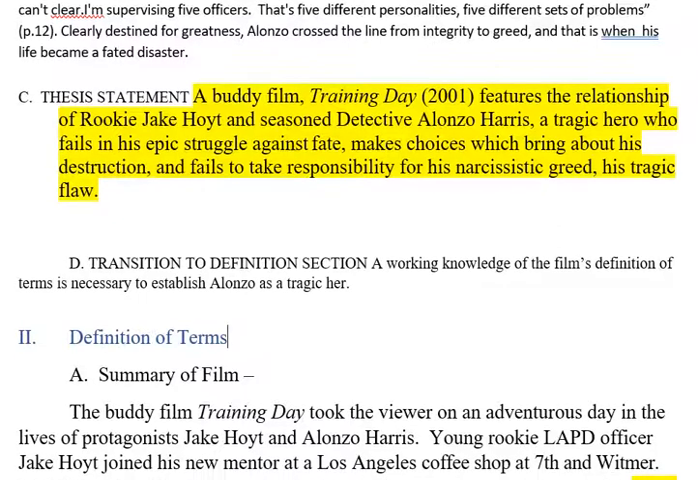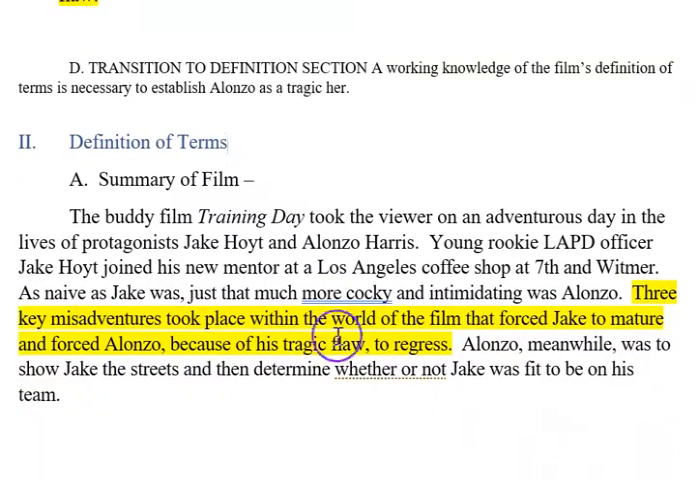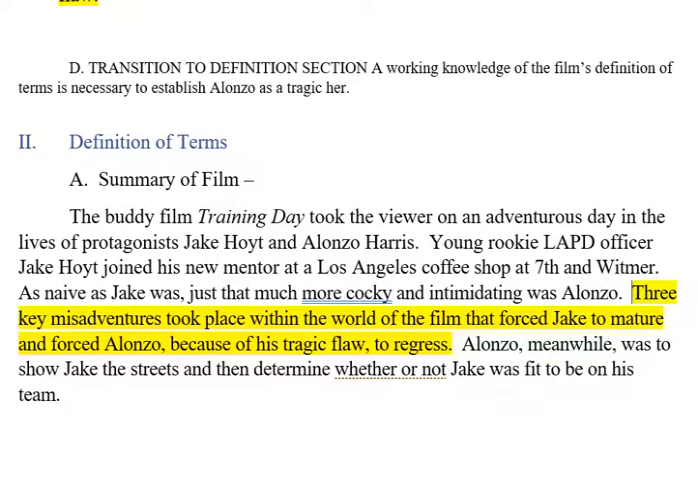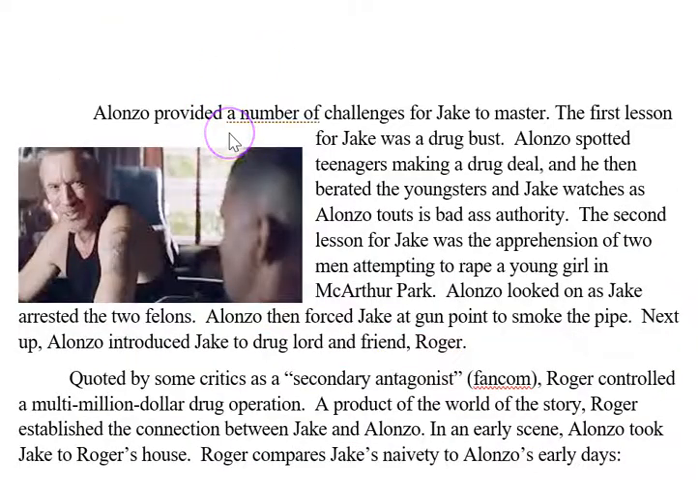The first section of definition of terms was where we need to summarize the film. So as we look through here, in this first paragraph, what's the topic sentence? That's right, this is the topic sentence. And so everything in the paragraph has something to do with what these guys are on in their adventure. Three key misadventures. Okay? Let's look at this next paragraph that was the second part of the summary.